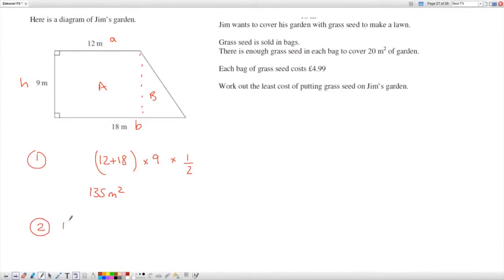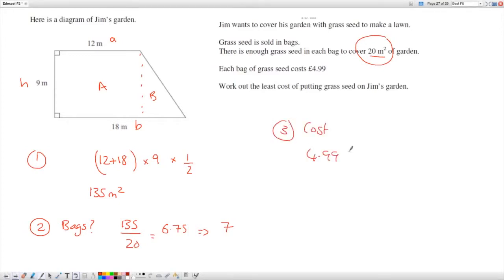We now need to know how many bags, if each bag is sold to cover 20 metres. So 135 divided by 20 gives us 6.75 bags. Can't buy 6.75, so we're going to have to buy 7 bags. Then we need to find the cost. £4.99 each bag times by 7 bags, using your calculator, £34.93.